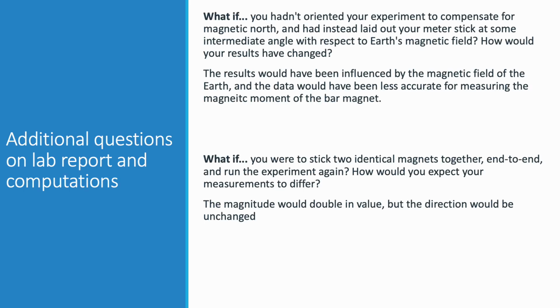And then finally, for the additional questions on the lab report, first it asked what if you hadn't oriented the experiment to compensate for magnetic north and instead done whatever else. The results would have changed because they would have been influenced by the magnetic field of the Earth, so the data would have been completely skewed and would have been less accurate for measuring the magnetic moment of the bar magnet. And then secondly, if we stuck just another magnet end on end to the one that we did and ran the experiment again, how the measurements would differ: the magnitude was just double in value, but the direction would be the same, which is kind of expected.